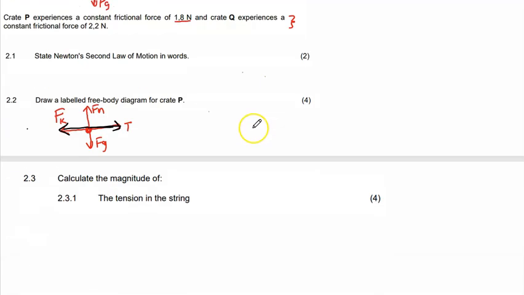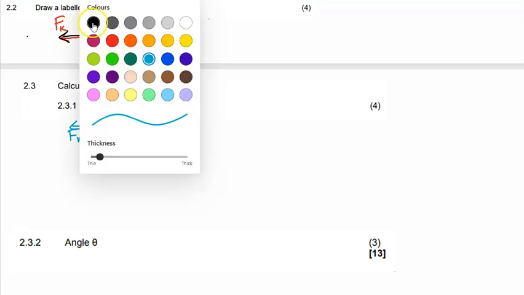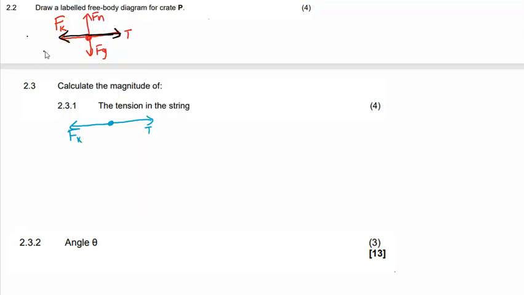So I have to draw the free body diagram for crate P for horizontal forces. I'll have my tension force in that direction, and then I have my Fk. This is my kinetic friction. So now when you have this free body diagram, we need to choose a direction. I'm going to take the direction of the motion as positive, meaning that I want everyone to say right is positive.